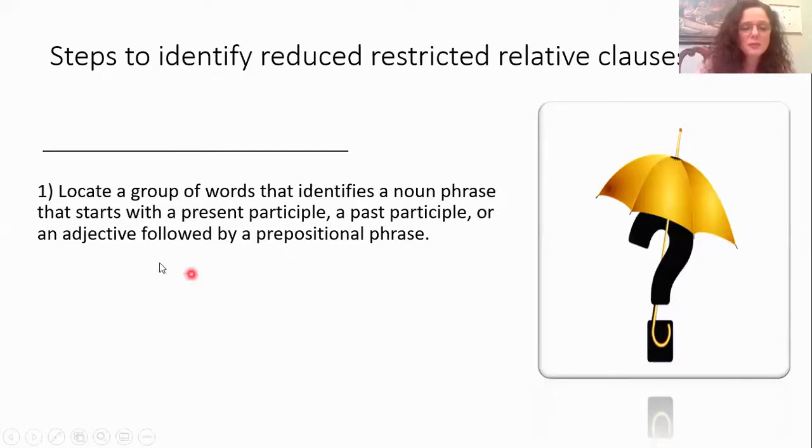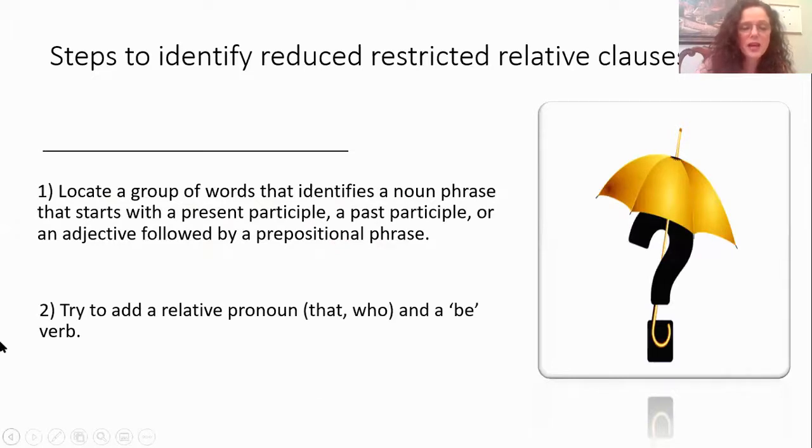So there are some steps. Locate a group of words that identifies a noun phrase that starts with a present participle, a past participle, or an adjective followed by a prepositional phrase. And then try to add a relative pronoun, that or who. These are probably the most common for the restricted relative clauses. You might run across which every once in a while, but for restricted relative clauses, that is used a whole lot more often than which. Okay, so the relative pronoun and a be verb.